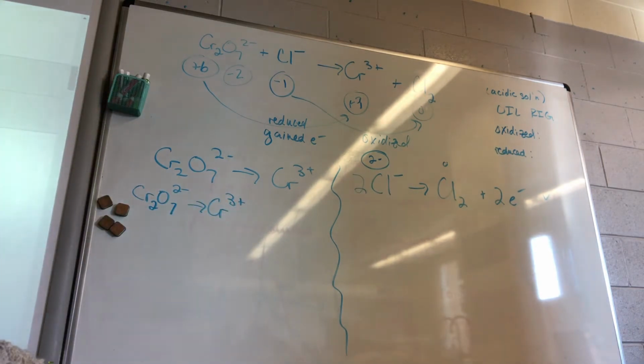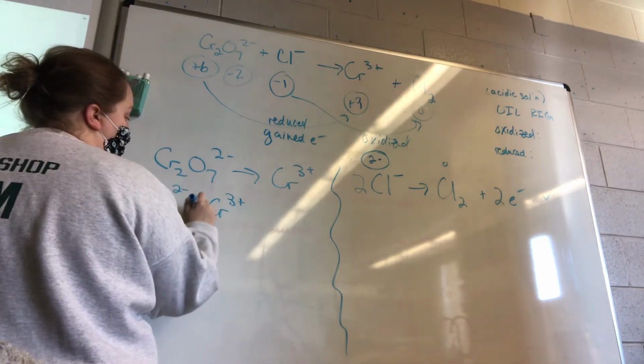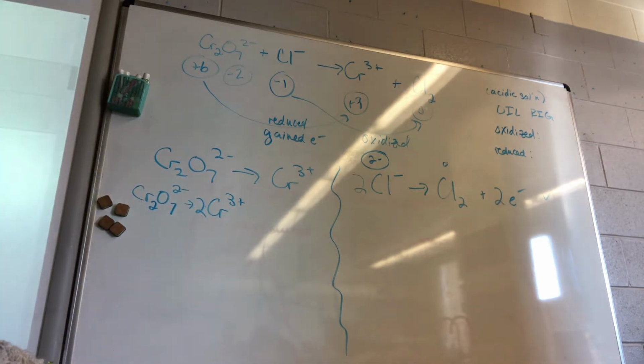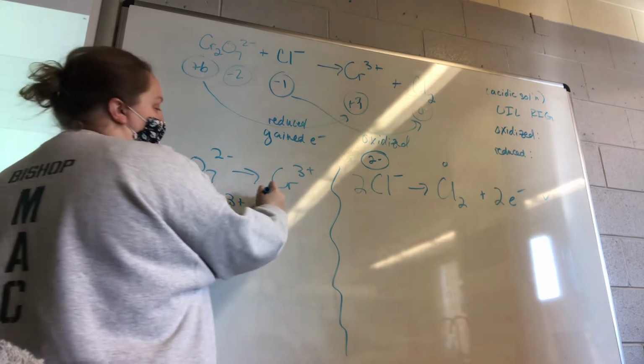First thing to do is to balance the non-oxygen atoms. So I'm going to put a 2 in front of my chromium. What's the next thing to do? Add waters. How many waters do I have to add to the right side? 7. Thank you.